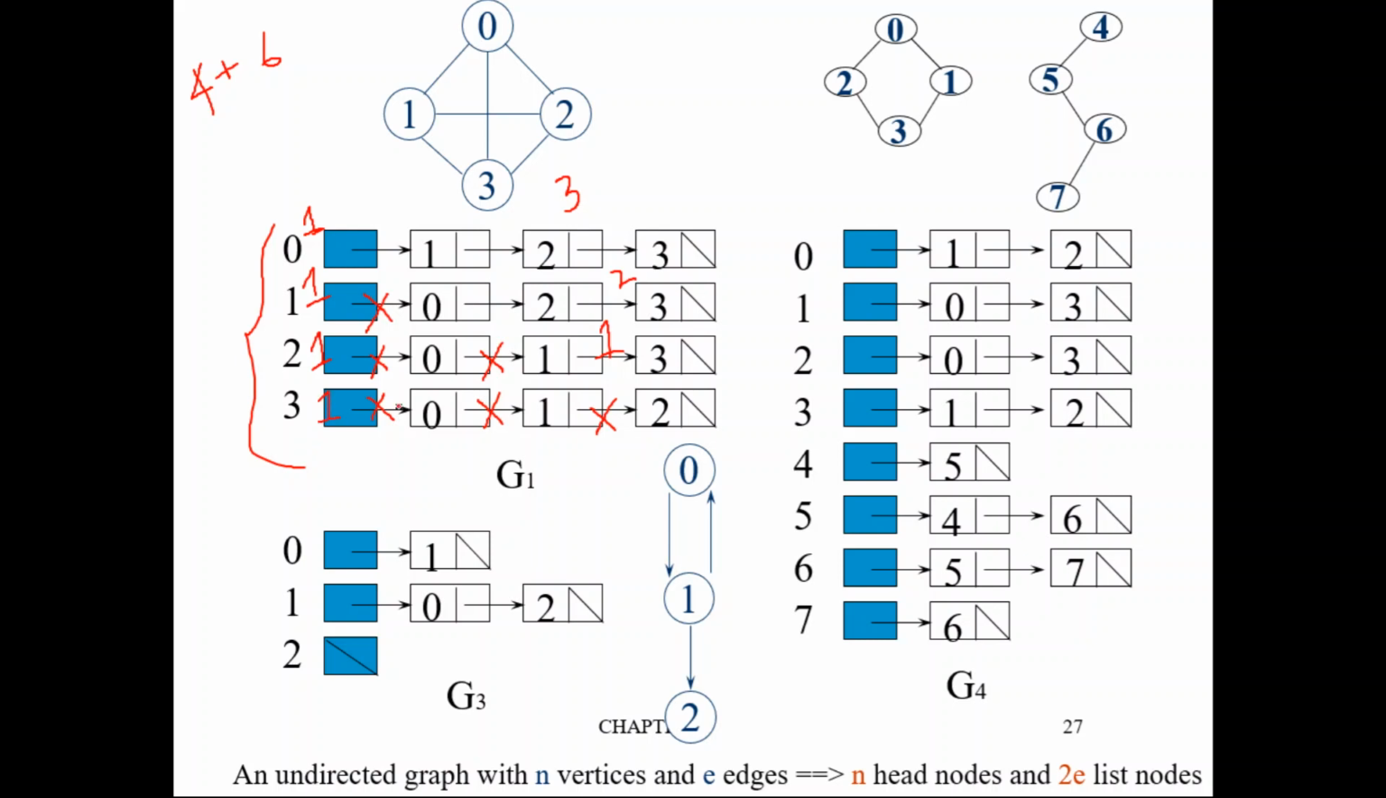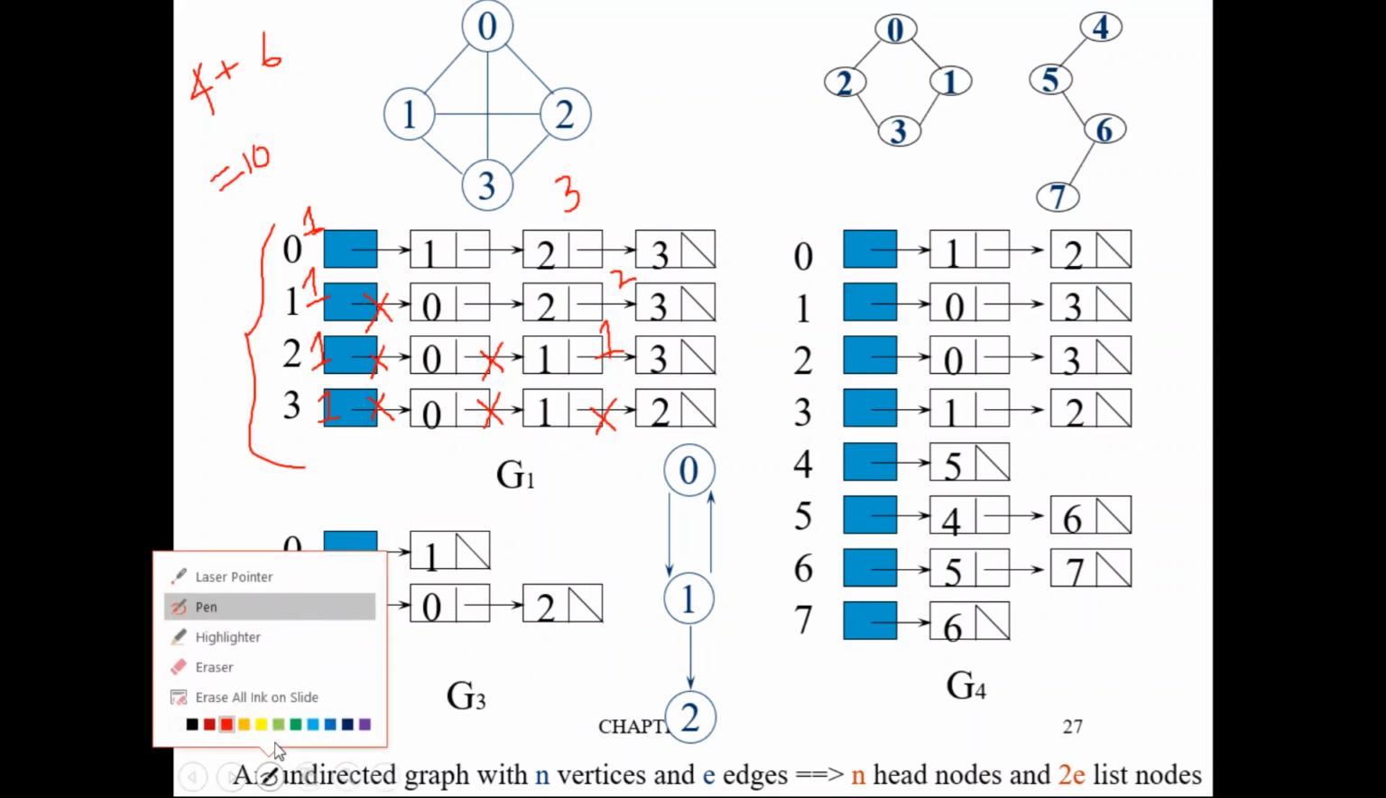But all these are already done. Still you have to count this, right? So you count everything. 4 here, 4 plus 3 is 7, 7 plus 2 is 9, 9 plus 1 is 10. So totally 10 comparisons. So the number of comparisons to find the number of edges is less here. In an adjacency matrix it is order of n square, but here it is order of n plus e.